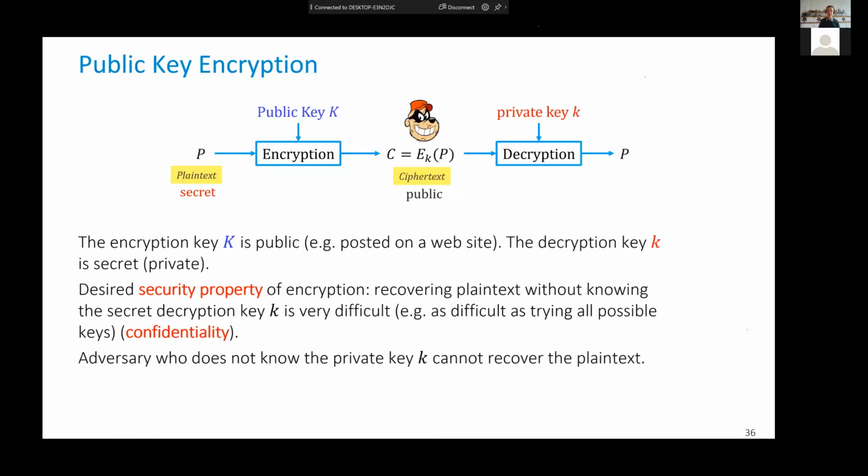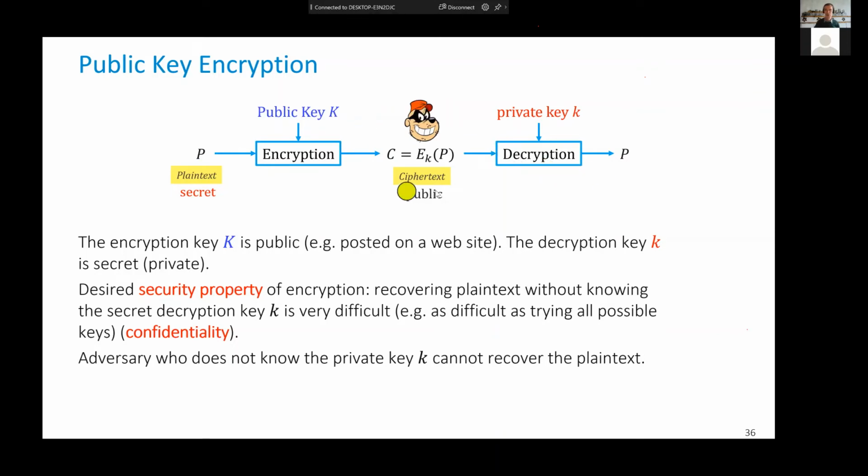Here is a typical use of public key encryption here. So it's the same encryption problem we had before. We want to send a message called a plaintext here to a destination.